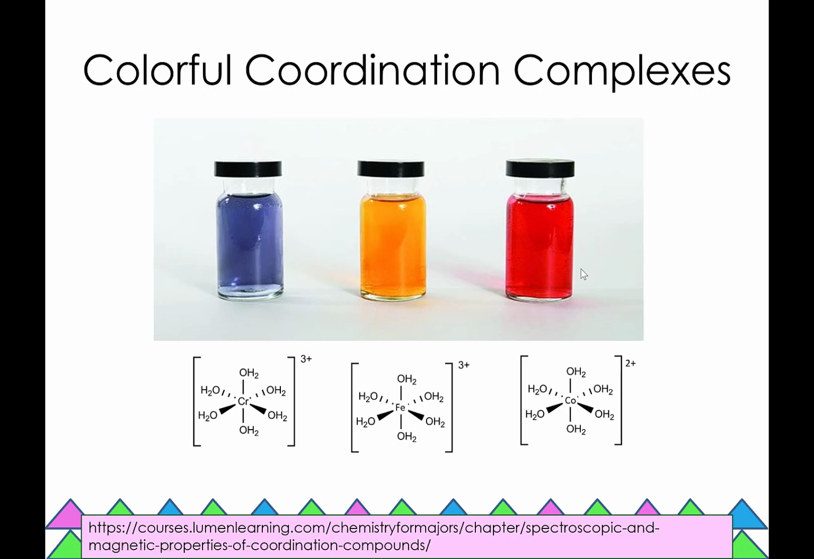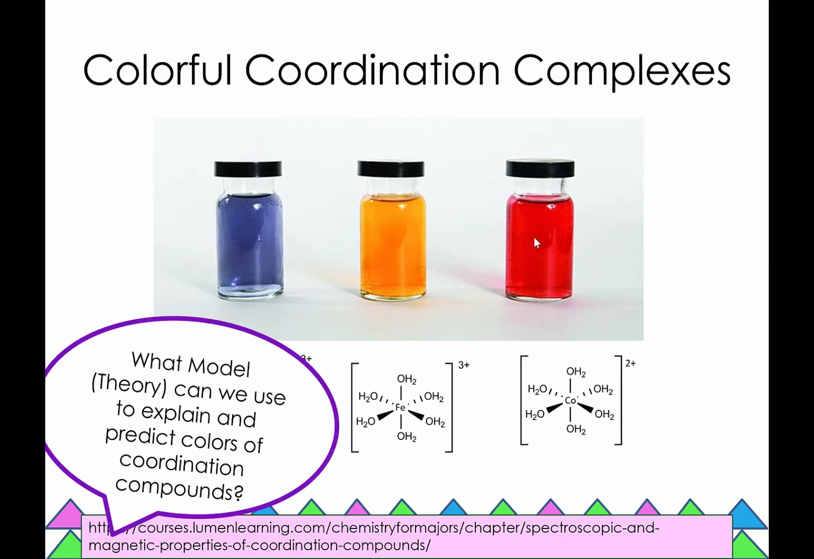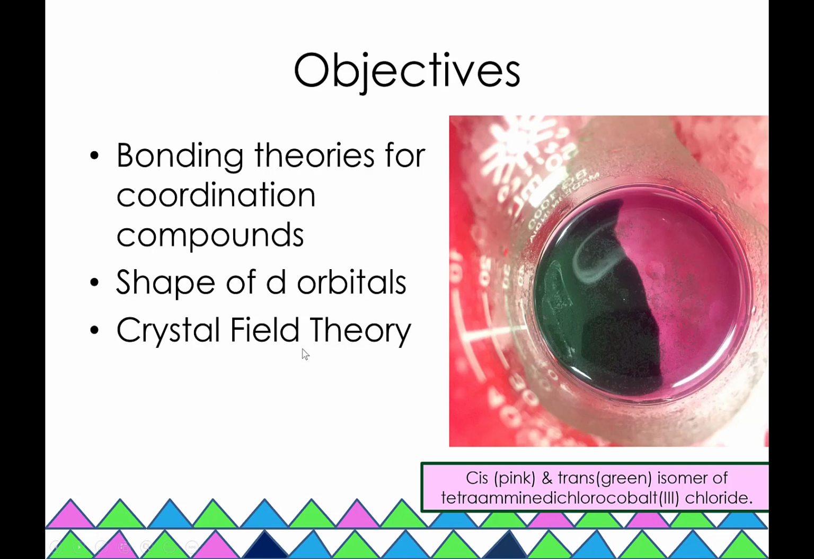So we want to start thinking about bonding theories for coordination compounds. Are there any models or bonding theories that we can use to explain and predict the color of coordination compounds and maybe some of the other properties, such as magnetism? So in this lecture, we're going to be talking about bonding theories for coordination compounds. We'll talk about some of the bonding theories that we've discussed back in Gen Chem 1 and which ones we can apply to coordination complexes. And then we'll be introducing a new bonding theory called crystal field theory.